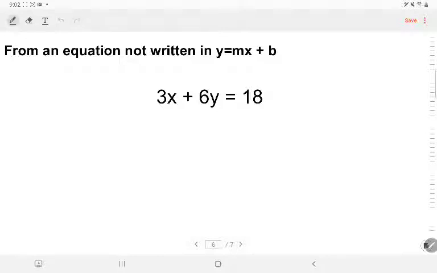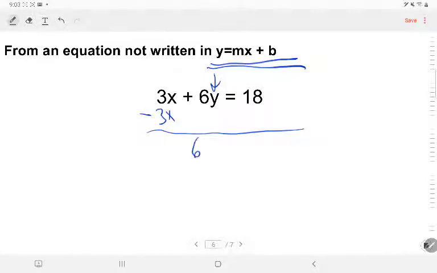I can also do it from an equation not written in y equals mx plus b. So I need to get it into this form. All right, let's take a look. We have to get the y isolated by itself. So the first thing I want to do is to get rid of that 3x from the left side. Well, if I take 3x minus 3x, I'm going to get 0. So that will leave me with 6y.